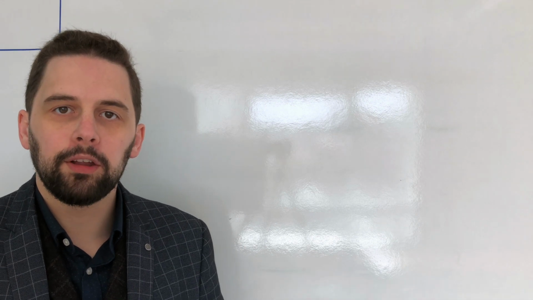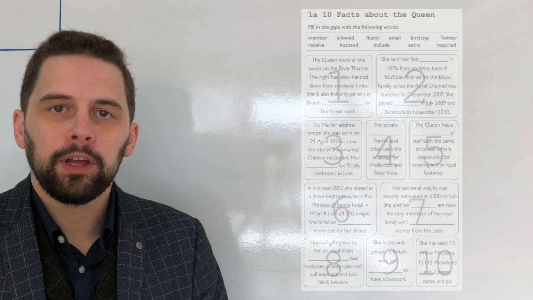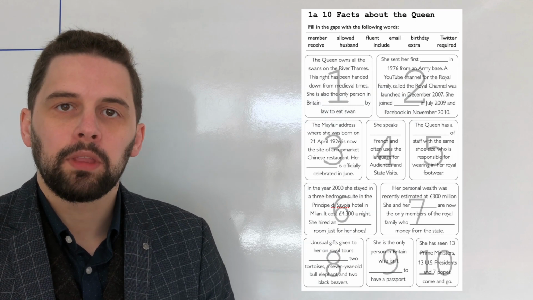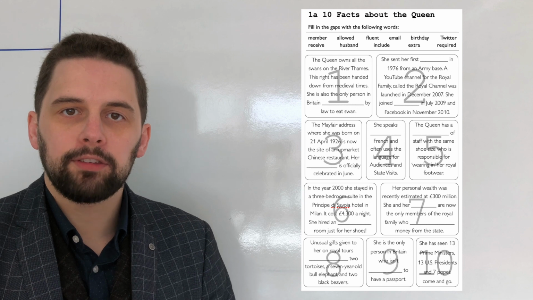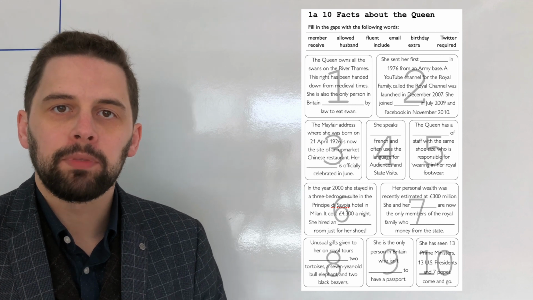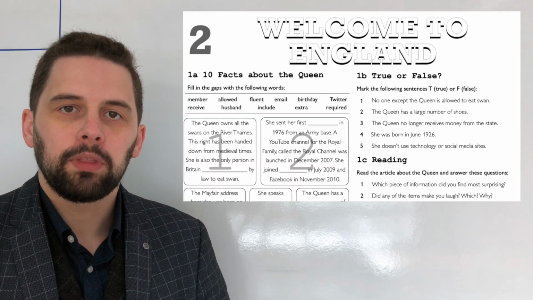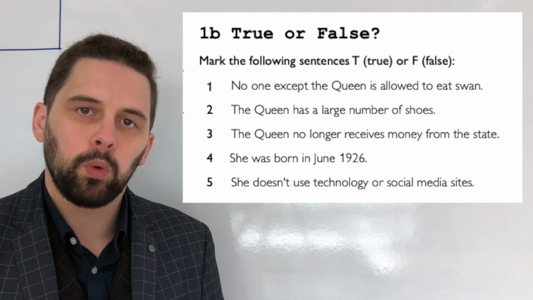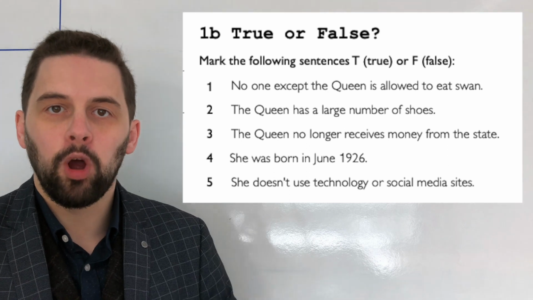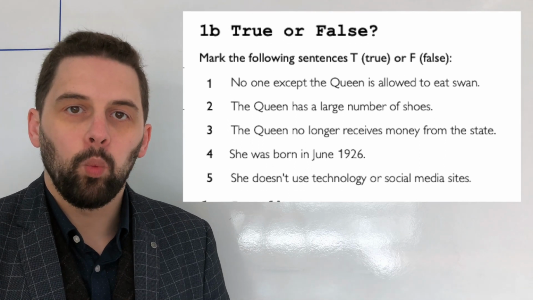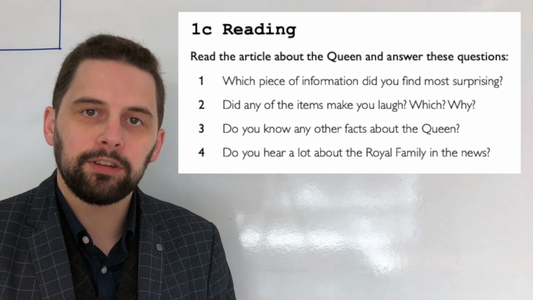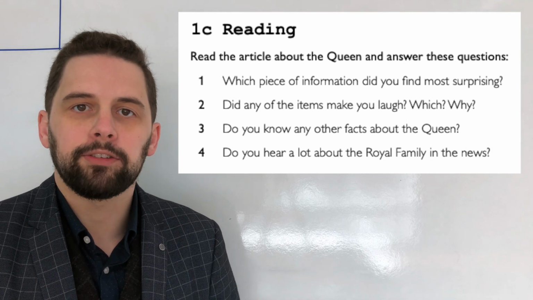Unit 2 is Welcome to England, so it's all about England and the Queen. The first thing is you have 10 different facts about the Queen, and some of the facts have a word or 2 missing. So you need to fill in the missing words, and then number 1B is true or false. So you answer those questions true or false from reading the 10 clues. Then 1C is reading, so you'll talk about those questions in your lesson. You just need to prepare your answers now.